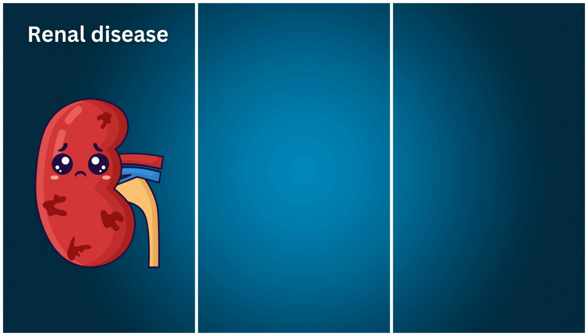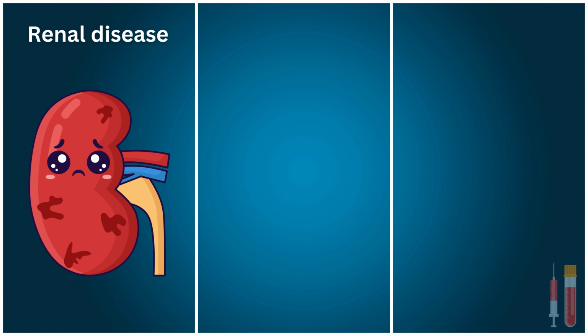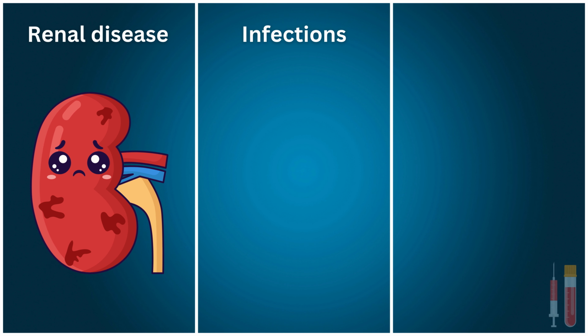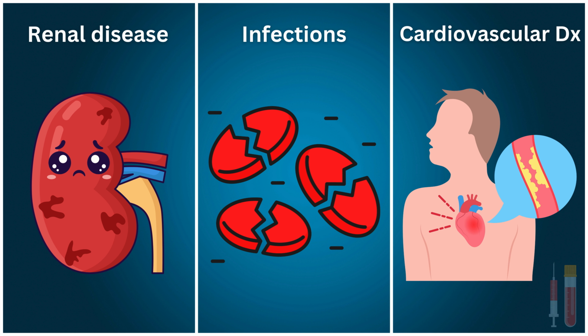Renal disease is the most common cause of death in patients with systemic lupus erythematosus, followed by infections due to leukopenia, due to the destruction of white blood cells by the immune complex, and the last cause is cardiovascular disease due to accelerated coronary artery disease because of the vasculitis, which happens also due to deposition of immune complex in the coronary arteries.